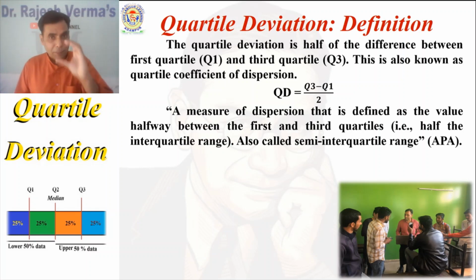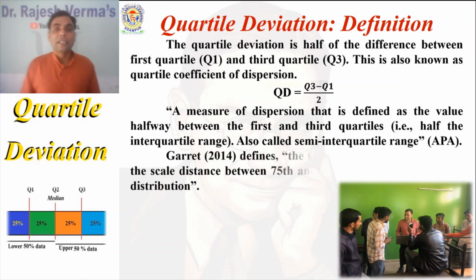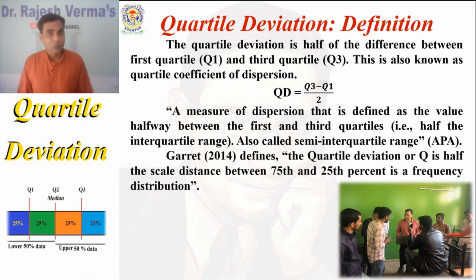I'll revise and repeat once again. Quartiles are 3 points. The interquartile range is Q3 minus Q1. What is quartile deviation? If you divide this range by 2, into 2 equal parts, it becomes quartile deviation, which is represented by Q. This quartile deviation is also known as the semi-interquartile range. So you must be able to differentiate between interquartile range and semi-interquartile range. The interquartile range is Q3 minus Q1, whereas the semi-interquartile range is half of that range.